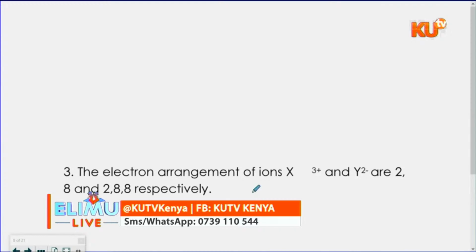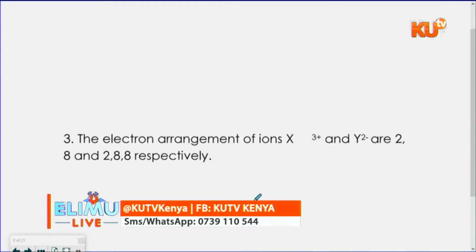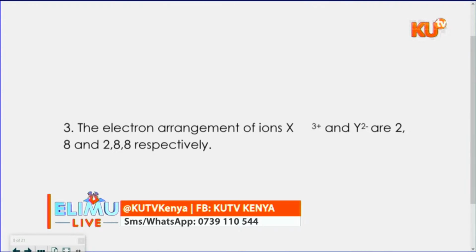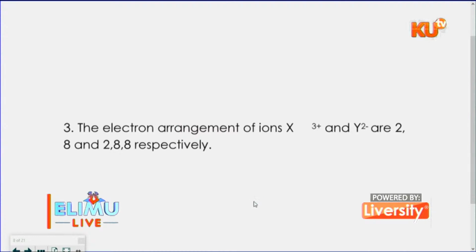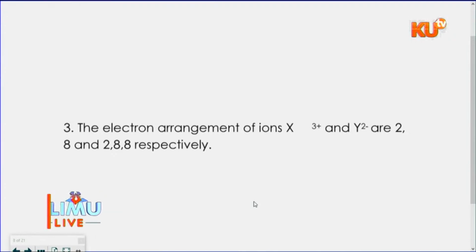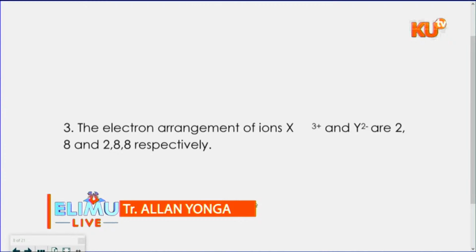which is still on atomic structure and the periodic table. We have the electron arrangement of ion X3+ and ion Y2-. The reason they have been classified as ions, you can see very well they have charges. One is positively charged, and one is negatively charged. When you say X3+, it means the protons are more by 3 compared to the electrons. So it means it had lost 3 electrons. That's why it is 3+. When you go to Y2-, it has 2 more electrons than protons. So it has gained 2 electrons.